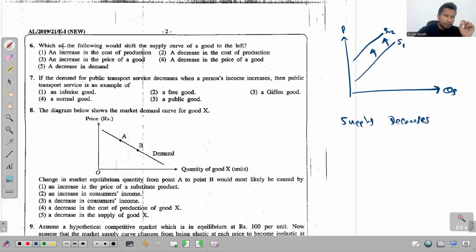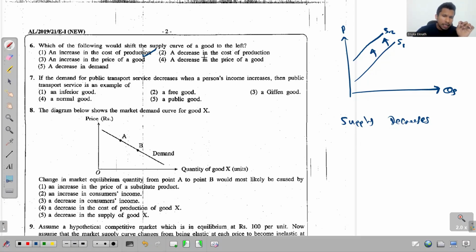All right, the first one, an increase in the cost of production. See that now, when the cost increases, the producers can't produce higher quantities. So when the cost increases, what happens to the supply? Supply decreases. So this itself is the answer for this question 6. But we will go through the other options as well.